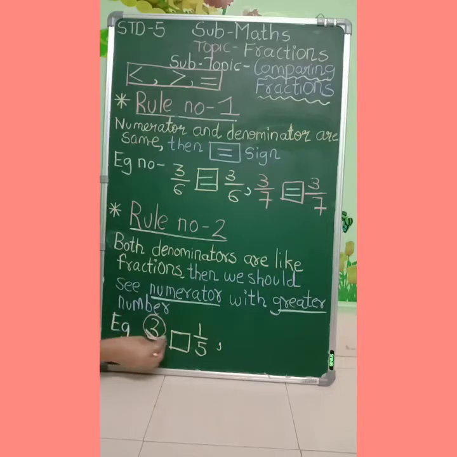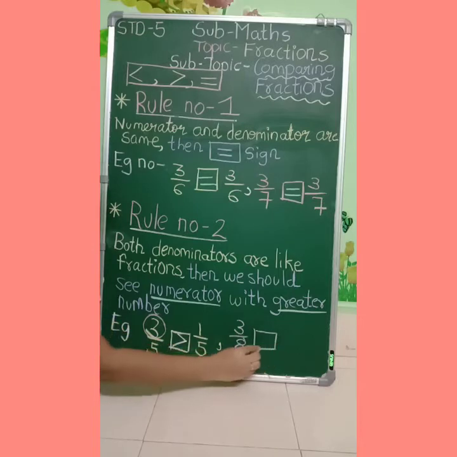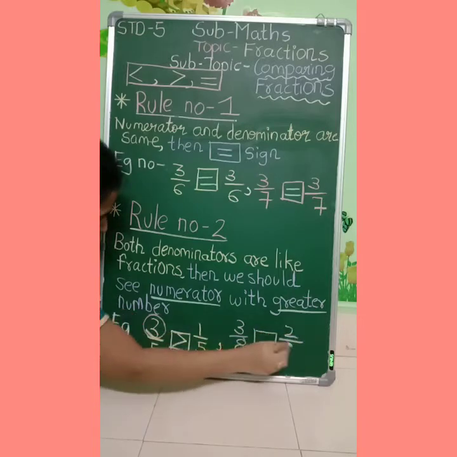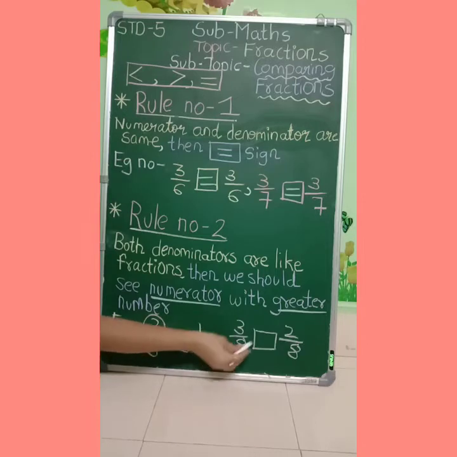So, which sign will you put? This is the greater fraction. If both the denominators are the same, we should see the numerator with the greater number. The greater number is 3, 1 is the smaller number. So 3 upon 5 is the greater fraction. Now see problem set 19, example number 2: 3 upon 8 and 2 upon 8.